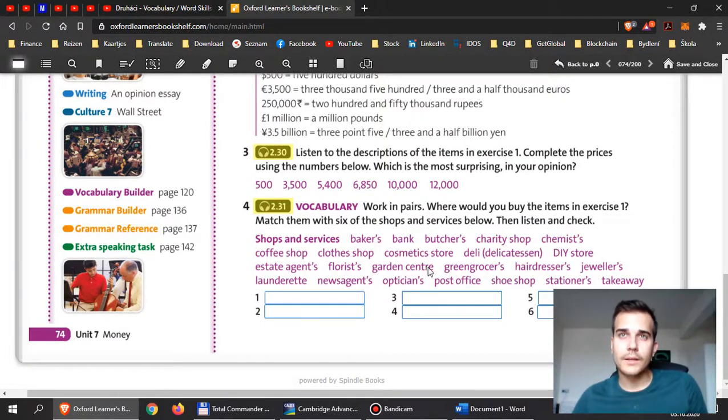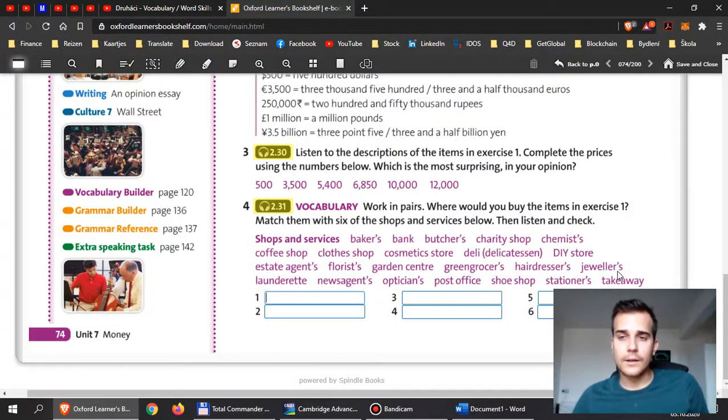It's kind of like, well, if you know OBI, guys, in OBI there's a part where you can buy a lot of things for your garden. So that's basically it. All right. Florist is just for flowers. Garden center is for your garden. Greengrocers is for the vegetables.